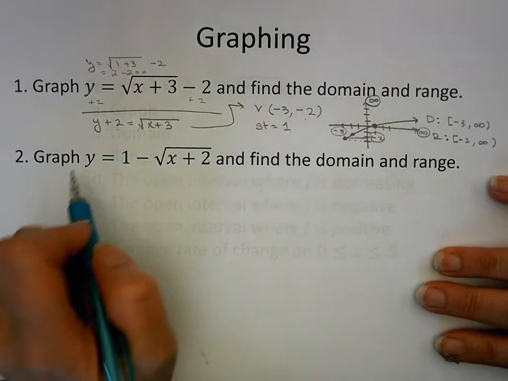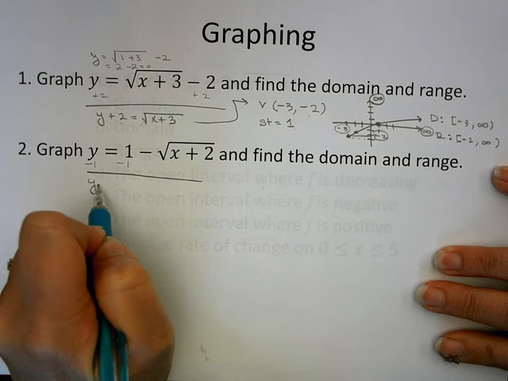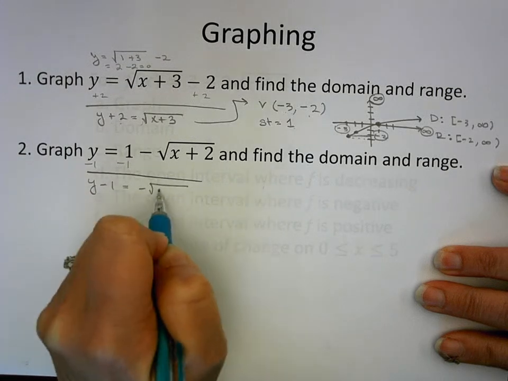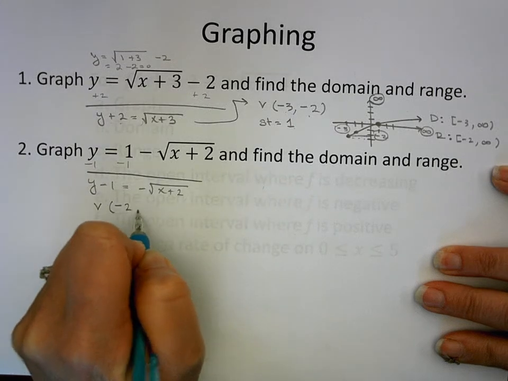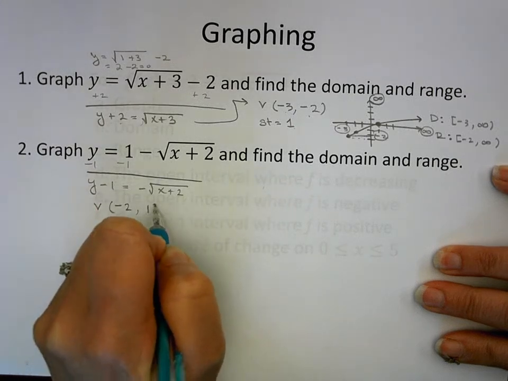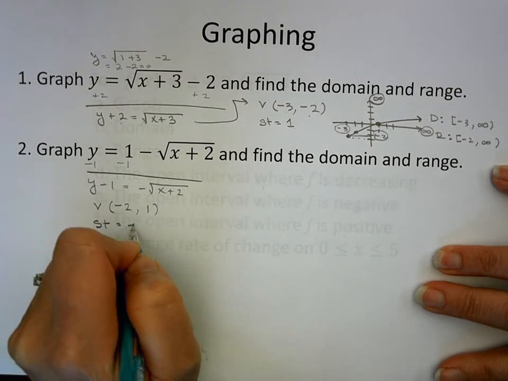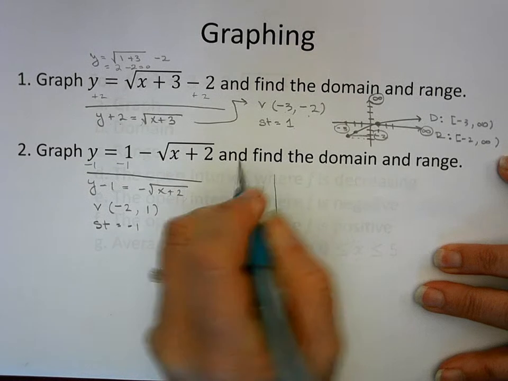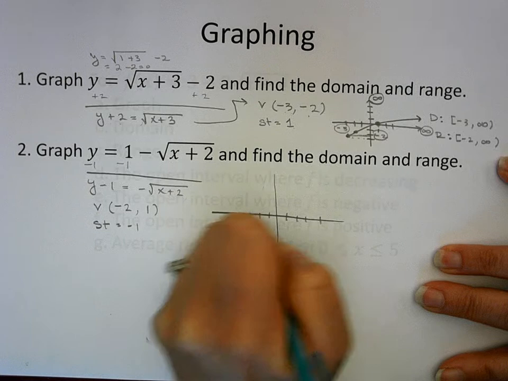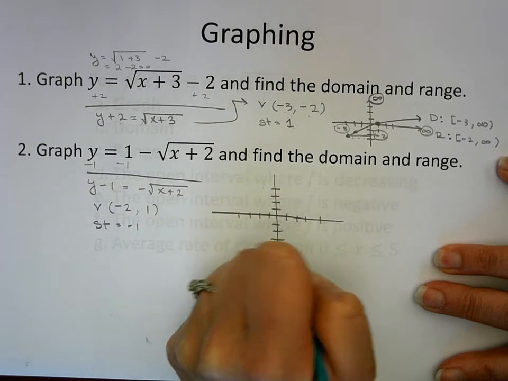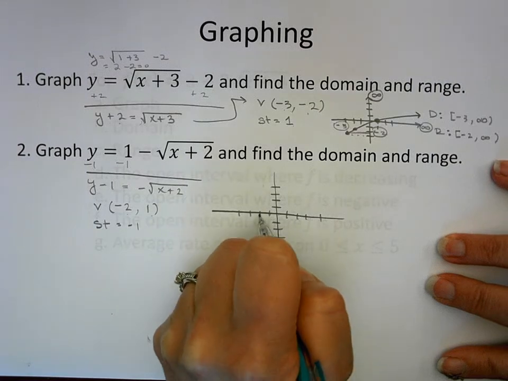So for question number 2, put this in standard form. So I'm going to subtract 1 from both sides. Find my vertex, so I'm going to use -2 and +1. And then my stretch is the number multiplying my radical, so that would be -1. So I'm going to go left 2 and up 1. So from the origin, left 2, up 1.